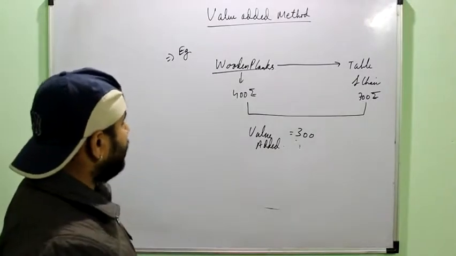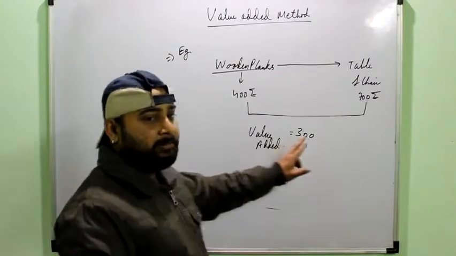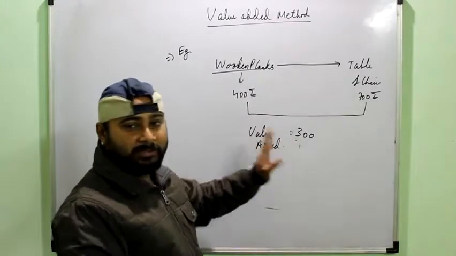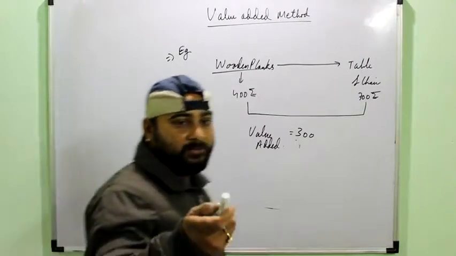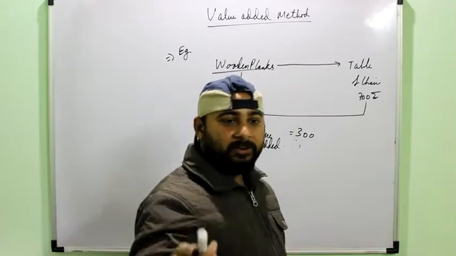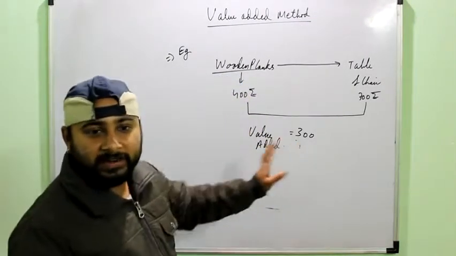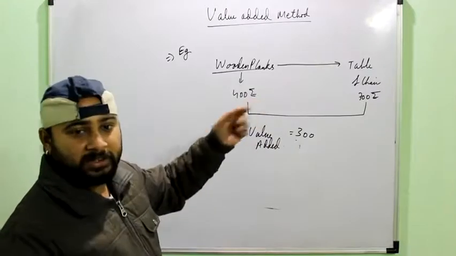It may be possible not only by production but also by changing the place of the commodity, like a retailer buying a commodity, say this marker, for say 20 rupees and selling it for 22 rupees. That is also value added. Means you have increased the price of the commodity.